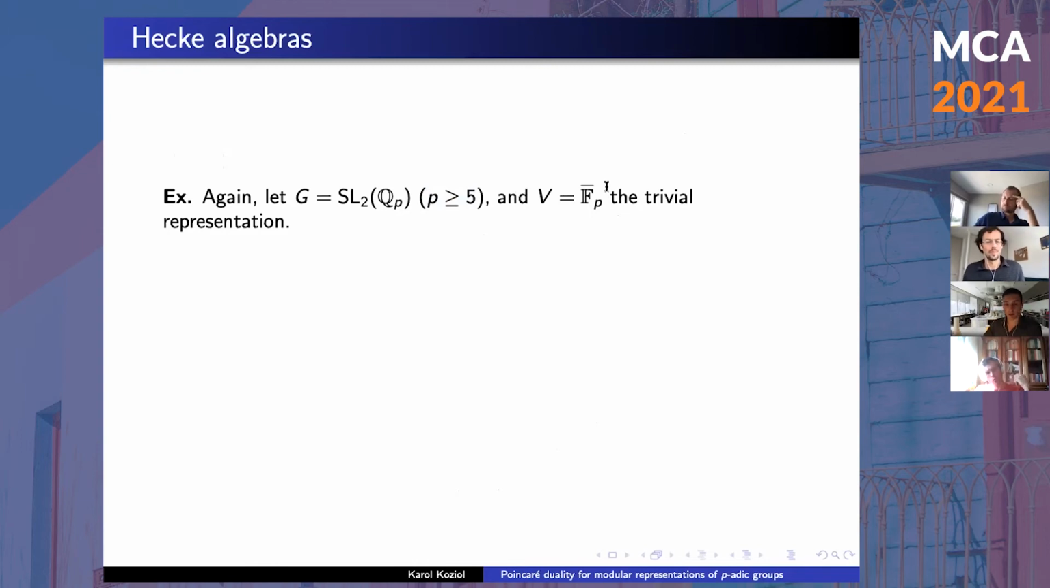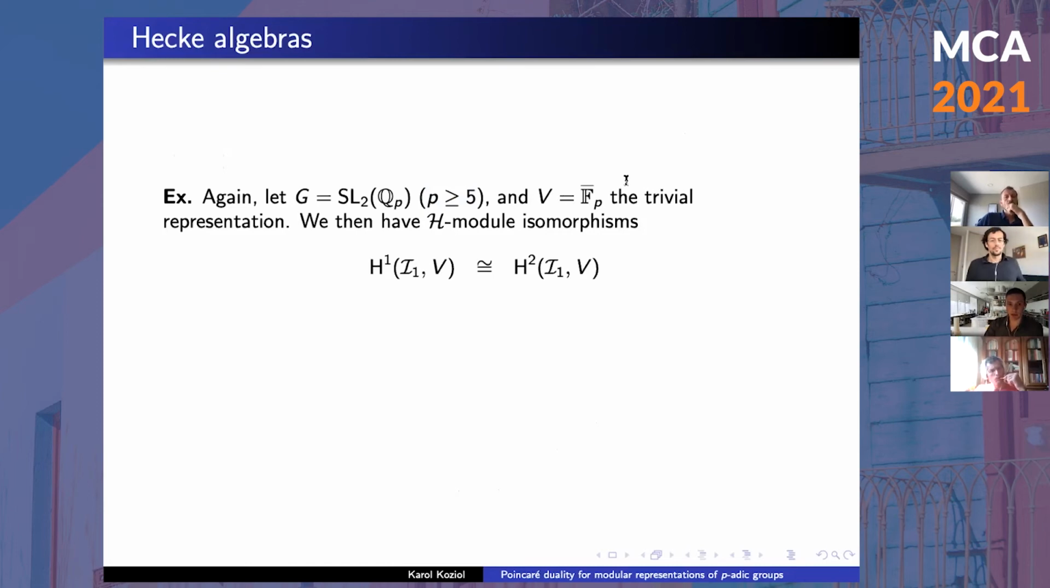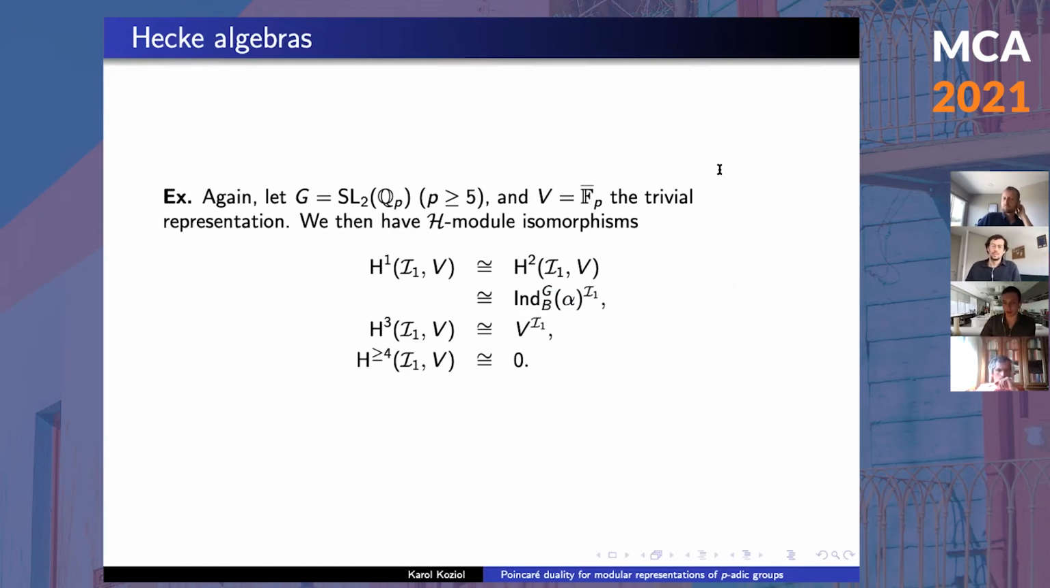If we go back to the trivial representation, then we have H-module isomorphisms. So H1 ends up being isomorphic to H2, and this ends up being isomorphic to the I1 invariants of this induced representation. And H3 actually ends up being isomorphic to this representation that I described before for just the invariants of the trivial representation. And everything else is 0. So these things have a better chance of being computed than this total derived functor from the previous slide.